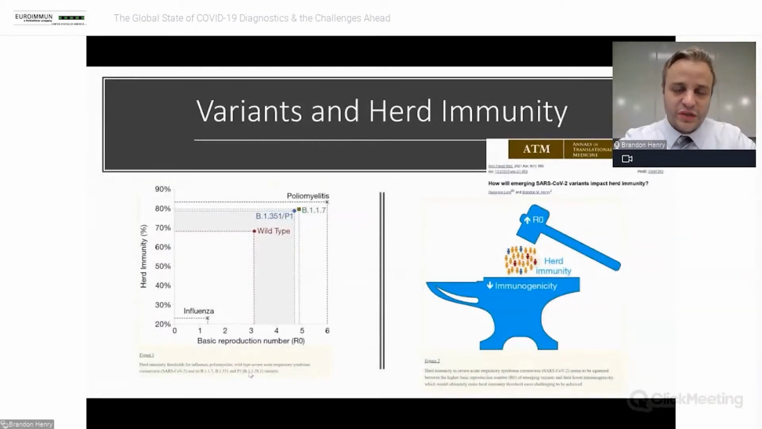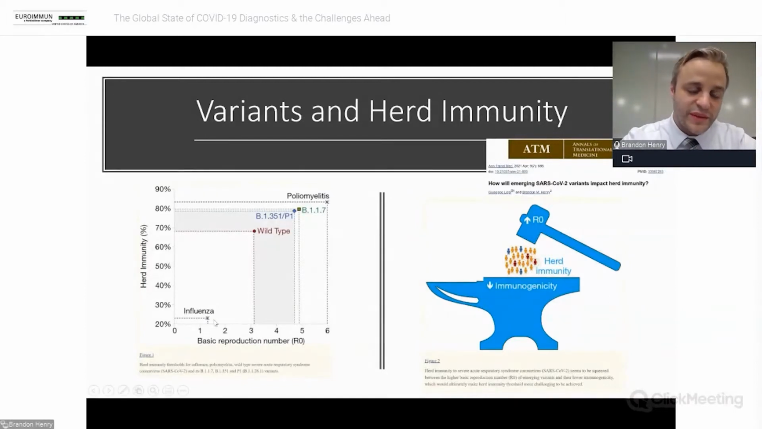So what's the biggest problem we have with variants? Well, the biggest issue that we've had with variants so far is that they seem to be all associated with increased transmissibility. And that causes significant problems when we're talking about trying to achieve herd immunity and getting back to normal life. We describe the transmissibility of a virus using something called the basic reproduction number, right? And the basic reproduction number is the number of people on average infected by a single person with the disease.